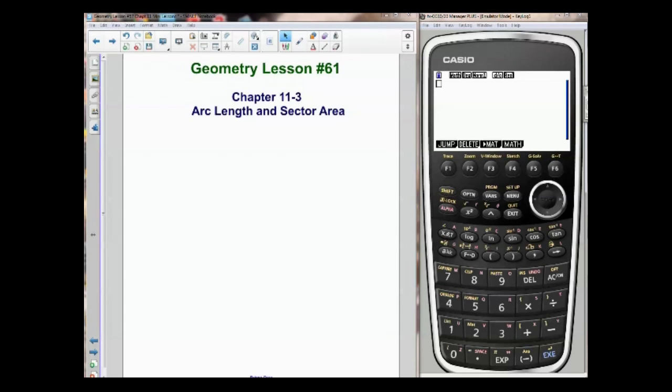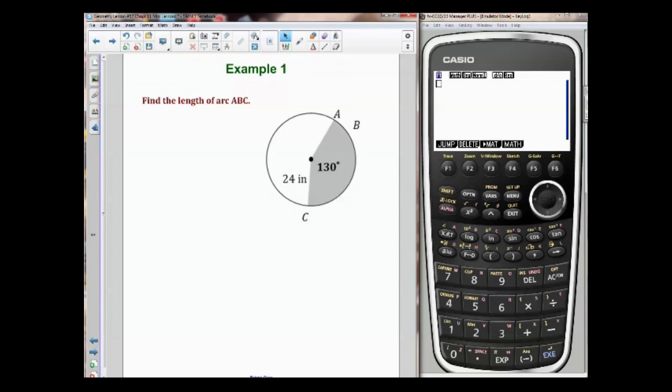Alright, moving on into Chapter 11-3, Arc Length and Sector Area. I got just a couple of quick examples for you. And as always, when watching, you want to pause and try and do it yourself, and then just check to see how you're doing. So we're going to find the length of the arc of ABC.